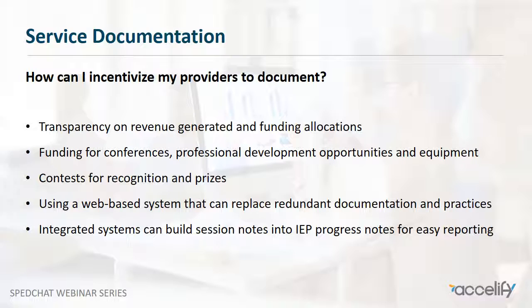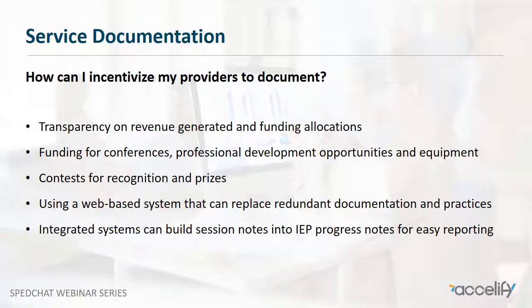So first, I would be transparent on the revenue generated and the funding allocations for that revenue. If they know that funding is going to go towards equipment that's going to help their students, or even books or supplies that may not be for special education but are going to help their students, that's definitely going to encourage them to document. If that revenue does in any way go back to the special education department, they should know about it.